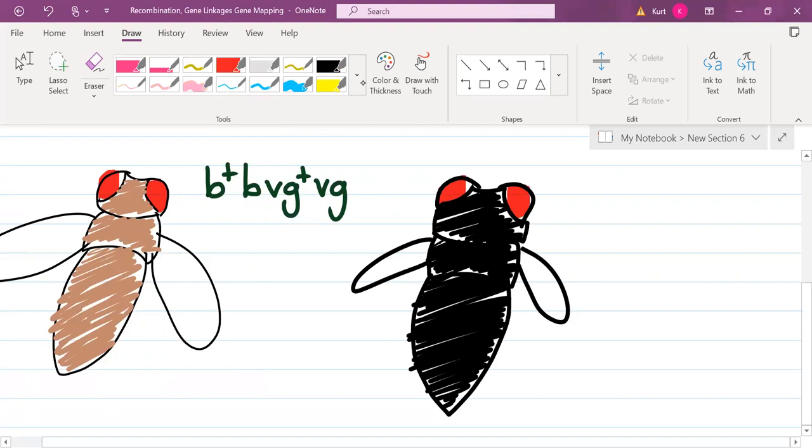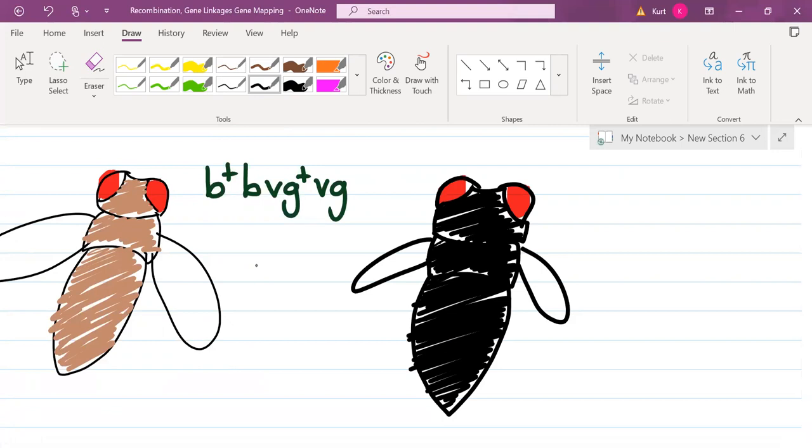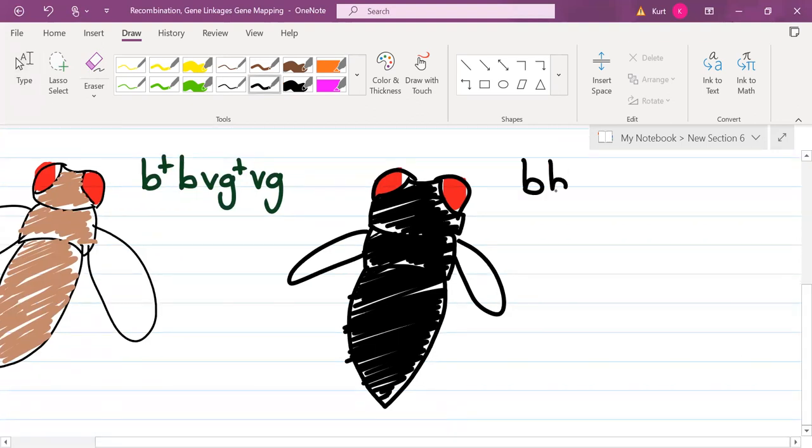In order for this little fly to be black and have little shrimpy, useless wings, vestigial, what must its genotype be? Duncan? Yeah, double. Double homozygous recessive would be accurate.